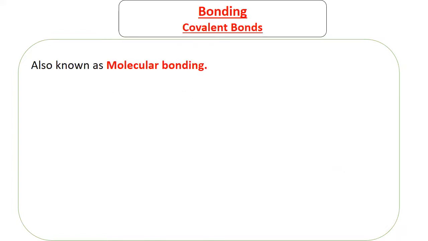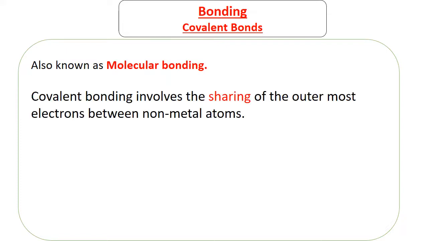Covalent bonding is also known as molecular bonding and basically involves the sharing of the outermost electrons between non-metal atoms. So unlike ionic bonds, covalent bond is all about sharing. Ionic bonding was one atom donating, another atom receiving. Also, ionic bonding involved metals and non-metals. Covalent bonding is only between non-metal atoms.